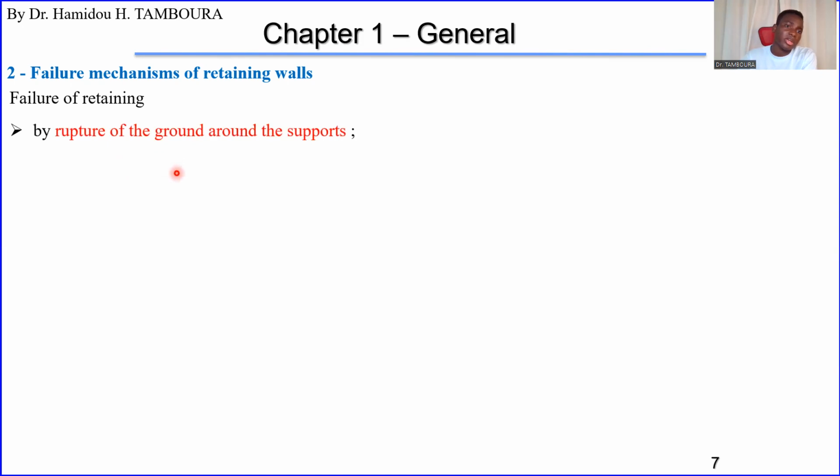The next category is rupture of the ground around the support. Sometimes, as you saw in the two previous slides, we use supports to support the retaining wall, by using anchors or supports. For this category, the rupture is happening in the ground around those supports. The first case is instability of the reaction block.